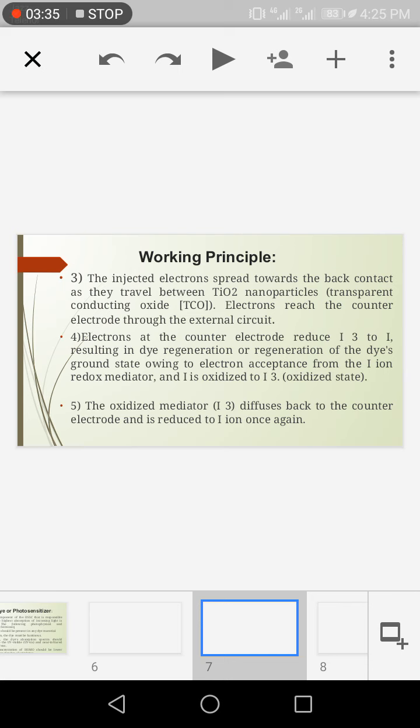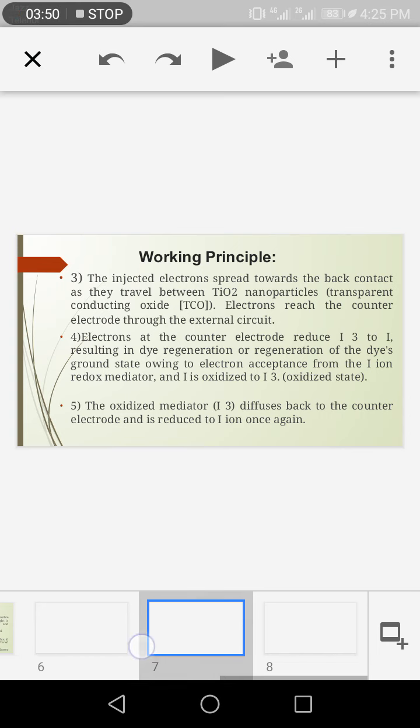Fourth one is that electrons at the counter electrode reduce I3- to I- in dye regeneration, with the ground state regained by the dye accepting an electron from I-. Fifth one is that the oxidized material diffuses back to the counter electrode and is reduced to I- again.